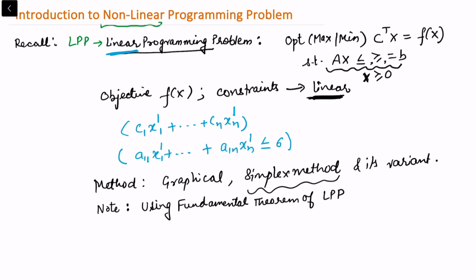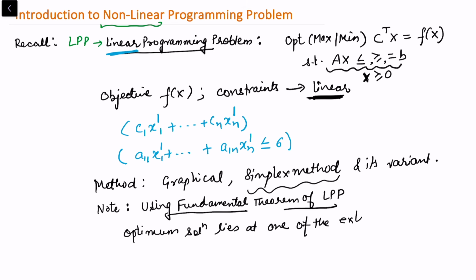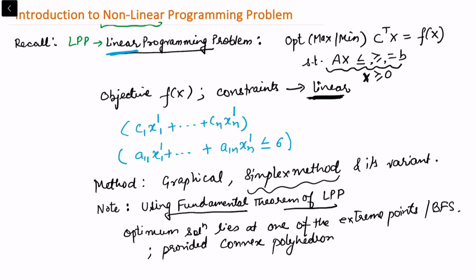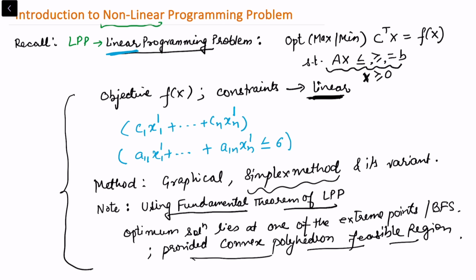We have also learned, using the fundamental theorem of linear programming problem, that the optimal solution in the linear programming problem lies at one of the extreme points. Generally these extreme points are the corner points, which we also call basic feasible solutions. And of course the region has to be a convex polyhedron. A convex polyhedron means a bounded polyhedron feasible region without any holes. So this is the restriction on the feasible region. All these topics, methods and details I have covered in my last videos, link added in description.